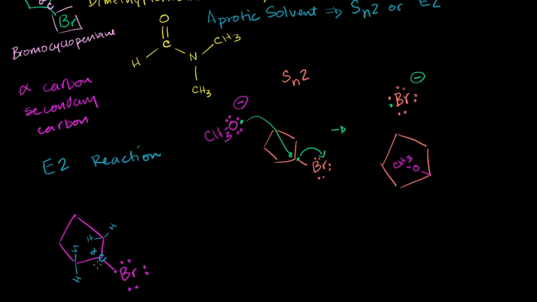And you might want to say, OK, which one? Let's look at Zaitsev's rule. It doesn't matter. These are symmetric. They are both bonded to 2 other carbons. They both are bonded to the same number of hydrogens. It's actually going to be random which one, and you won't be able to tell the difference because it's symmetric. So let's just draw it like this.